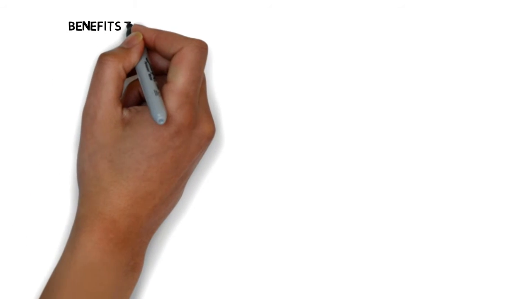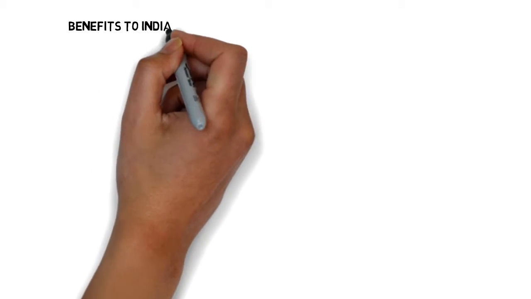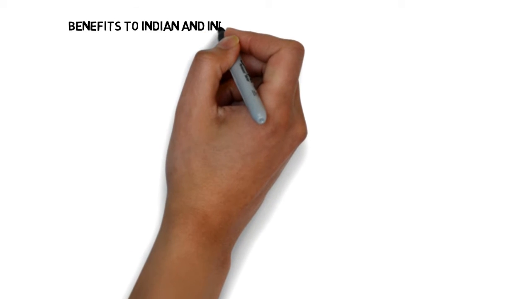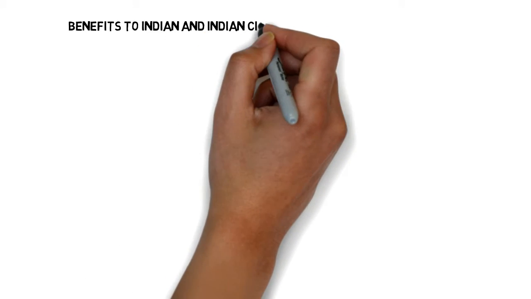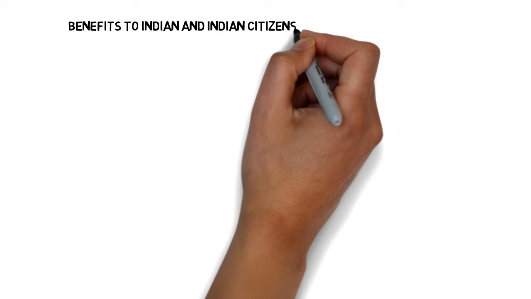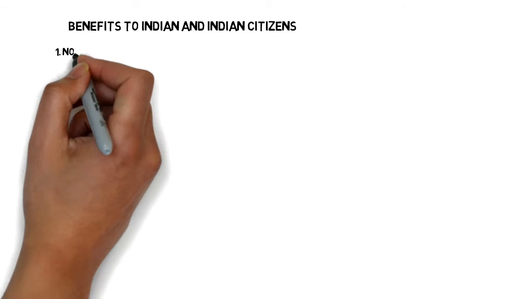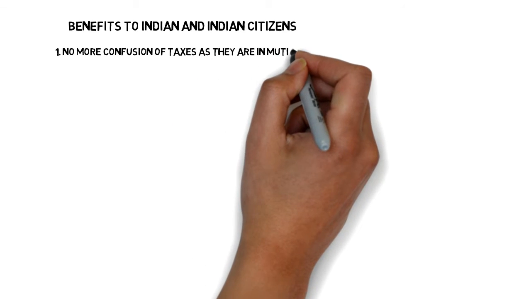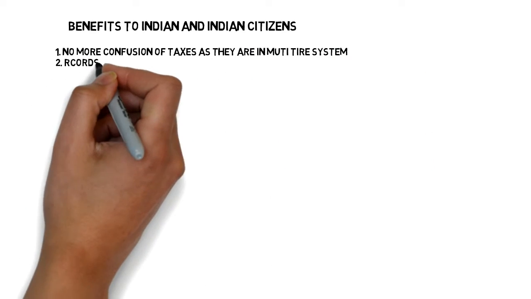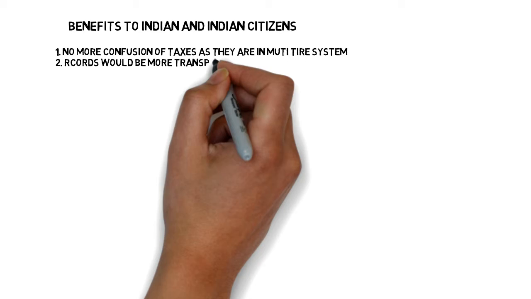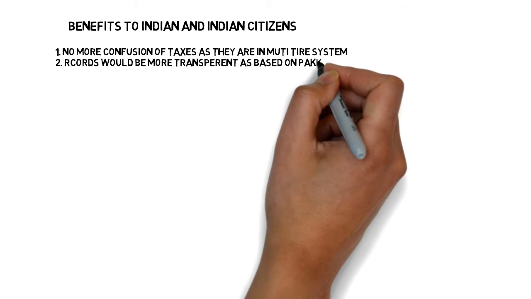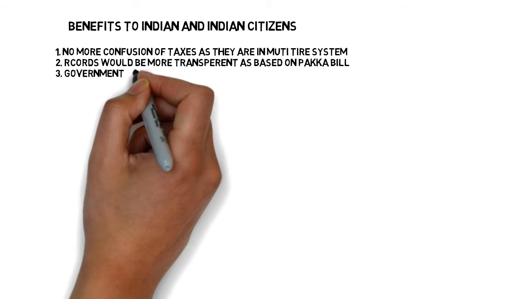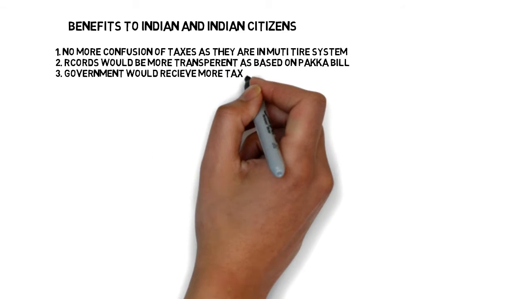Now I would talk about the benefits, what kind of benefits there would be from the perspective of Indian citizens and also the government. From the government's perspective, there is much benefit, because they would collect more taxes in a more simplistic way. There was more confusion beforehand, but the multi-tier system has done a great thing. Records would be maintained at the transparency level, the pakka bill.